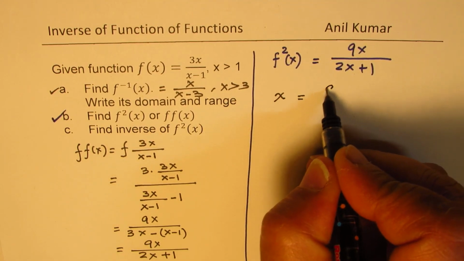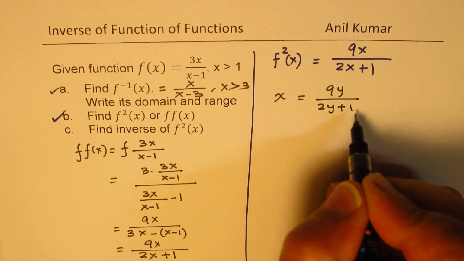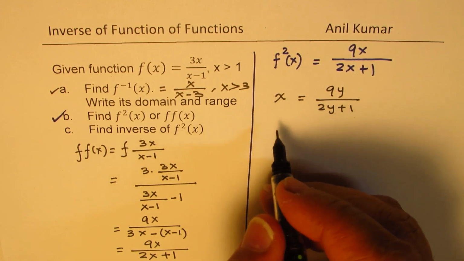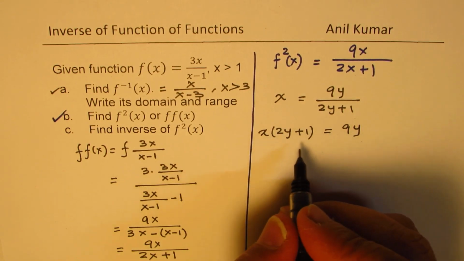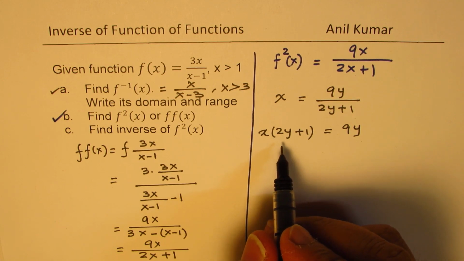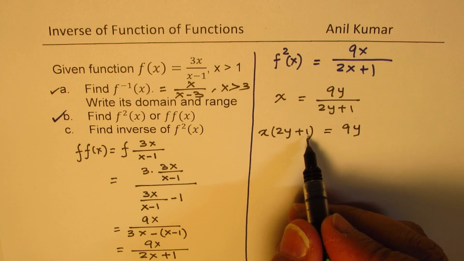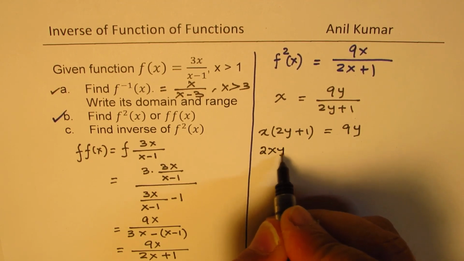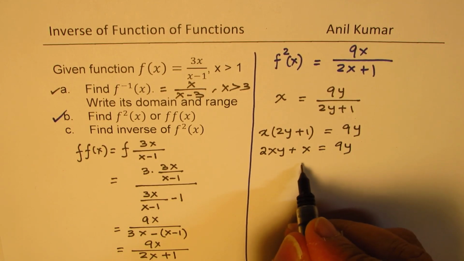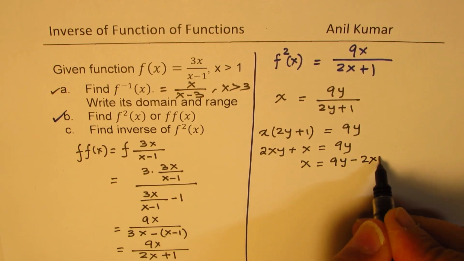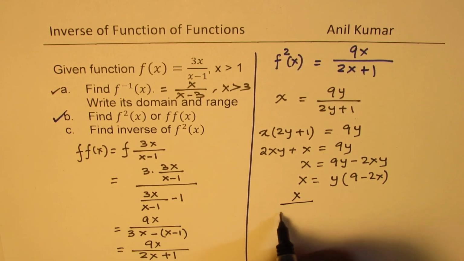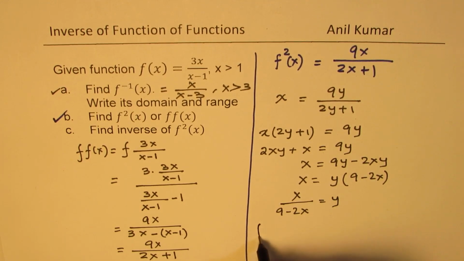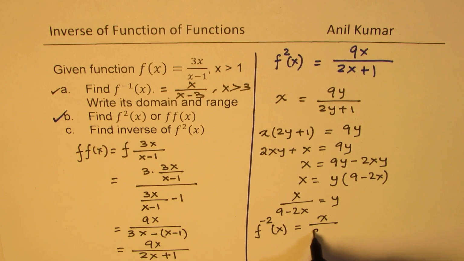So we get x equals 9y over 2y plus 1. So we'll do the same procedure as we did last time. So cross multiply. So x times 2y plus 1 equals 9y. Bringing 9y to the left side, or we can bring x times 2y to the right side. I want to keep this x positive, right? So we get here 2xy plus x equals 9y, or we can say x equals 9y minus 2xy, or x equals, y is common, y times 9 minus 2x, or x divided by 9 minus 2x equals y. So that gives you the inverse of our function of function as equal to x over 9 minus 2x.